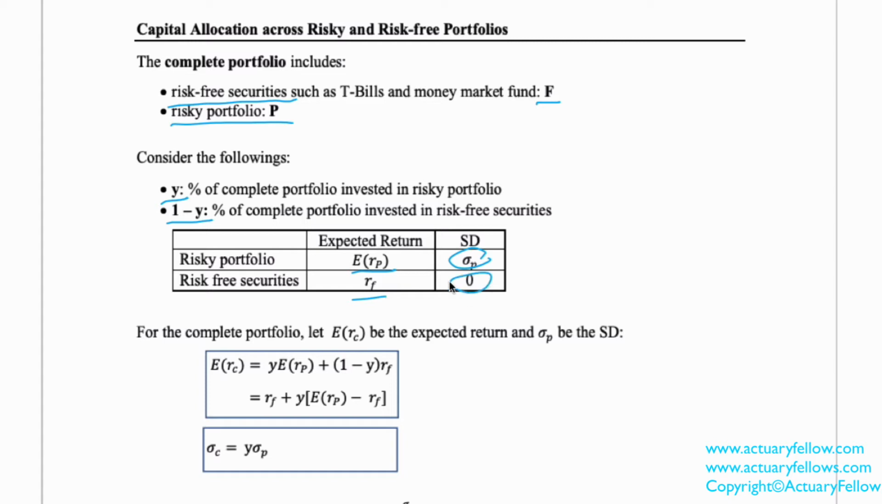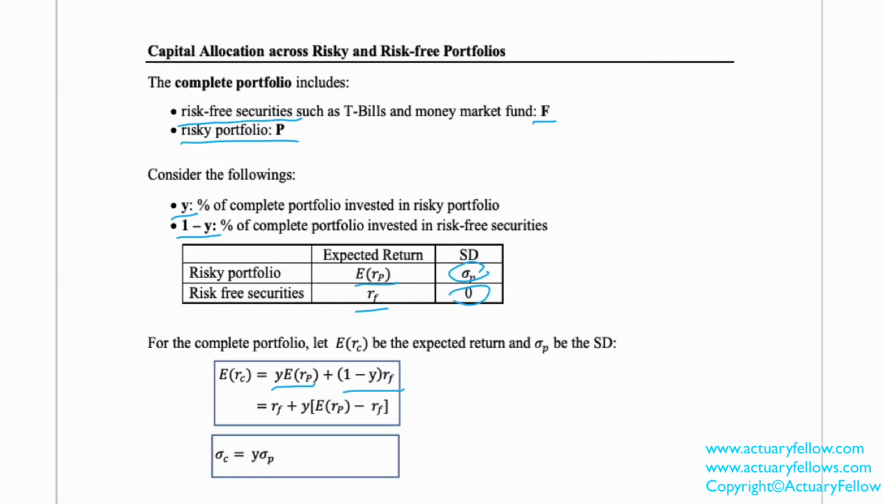The complete portfolio expected return is the weighted average of the returns between risky portfolio and risk-free assets. The variance for the complete portfolio is calculated as the weighted sum of squares adjusted for covariance. The calculation for weighted variance is covered in detail in BKM 9. The standard deviation for the complete portfolio is simplified to Y times sigma P. Let's derive the standard deviation of the complete portfolio.